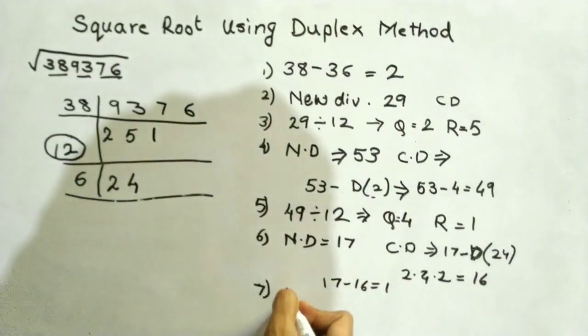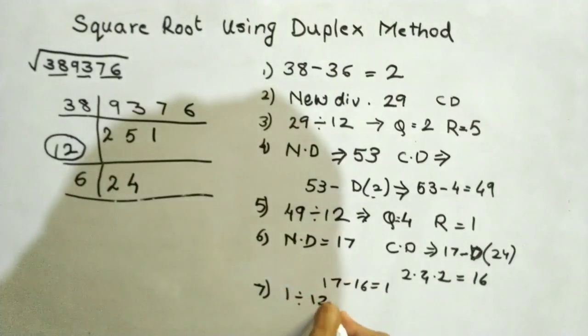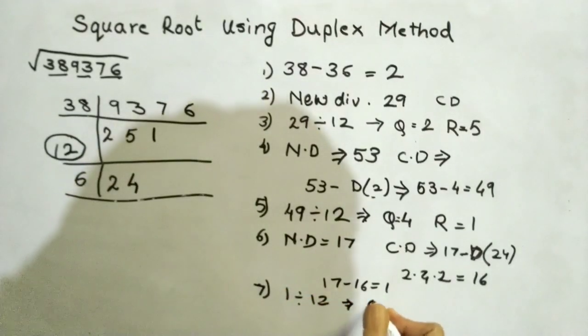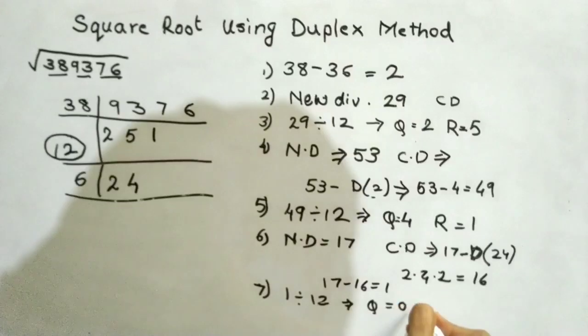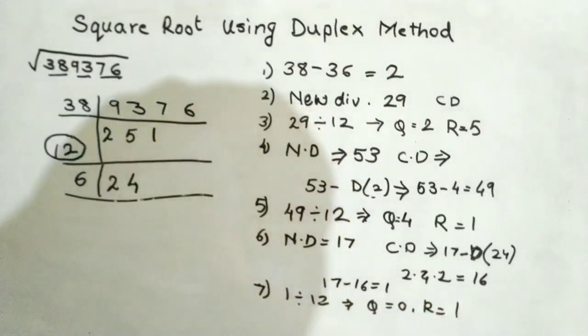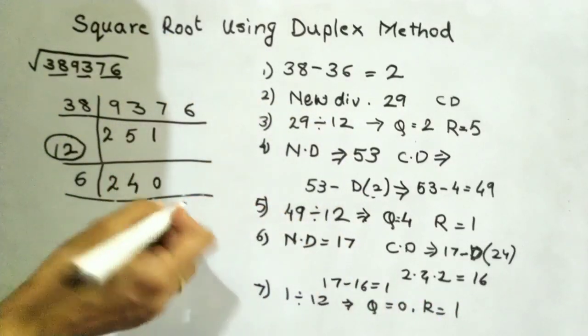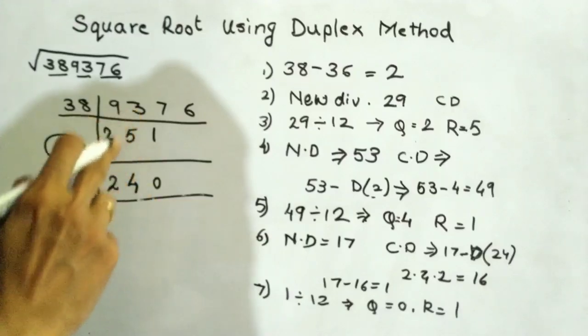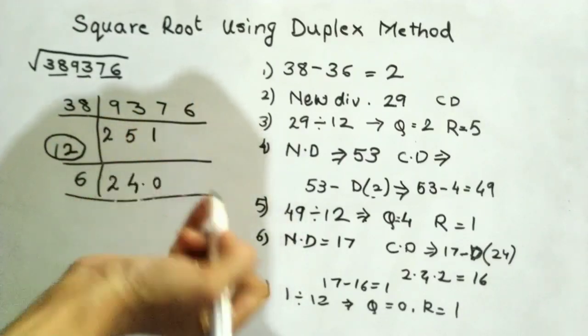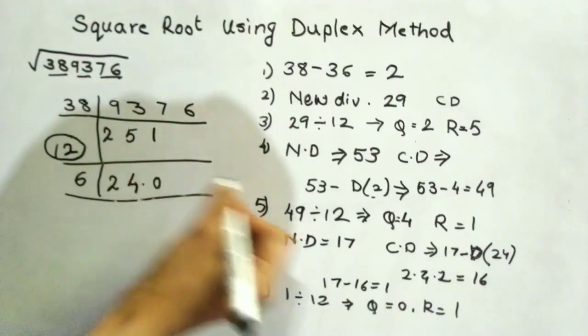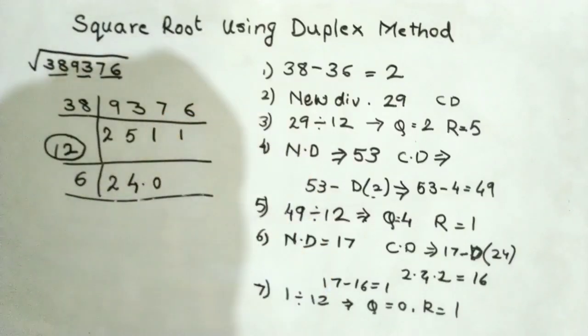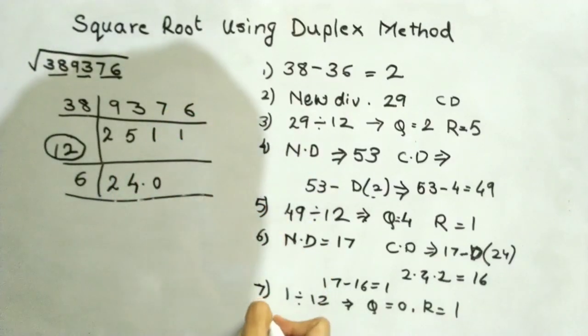So now we are going to divide 1 by 12, and what we'll get is the quotient 0 and remainder 1. So the quotient we'll write here. Now remember, when these 3 digits have completed, we are going to put a dot over here and write this, and 1 we will write this. Now similarly you can continue with this 16.